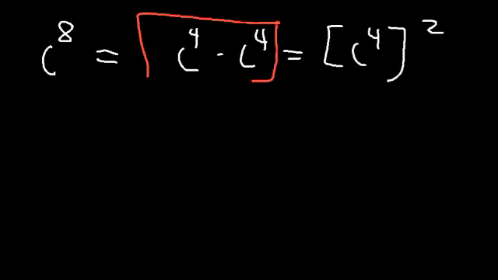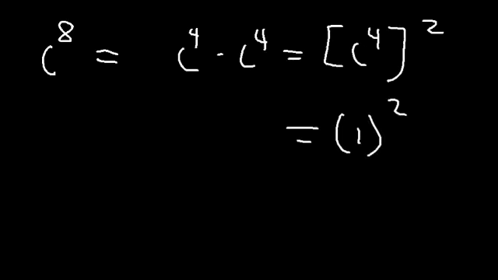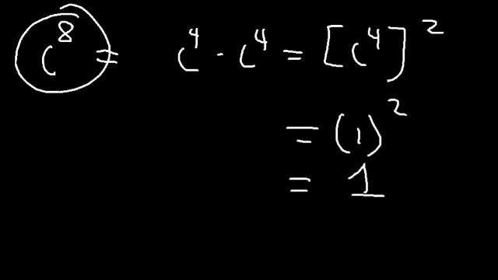Whenever you write it like this, you need to add the exponents. 4 plus 4 is 8. If you raise one exponent to another, you need to multiply. 4 times 2 is 8. Now we know i to the 4th is 1, and 1 squared is 1. So if you have i with an exponent that is a multiple of 4, it will always equal 1.